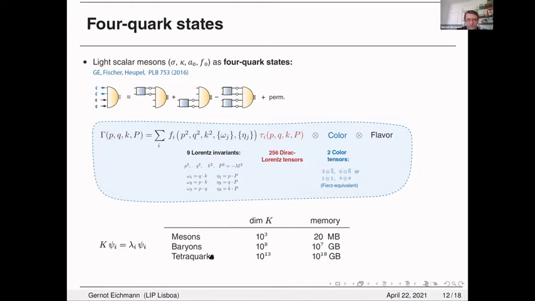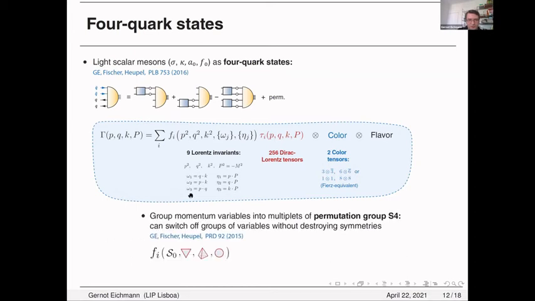And then for tetraquarks, this gets completely out of hand. So that's no longer possible to solve yet without approximations, and one needs to develop smarter algorithms to get this done. So what we did here is we grouped these momentum variables into multiplets of the permutation group S4, because in this way we can switch off bunches of variables without destroying the symmetries of the system.